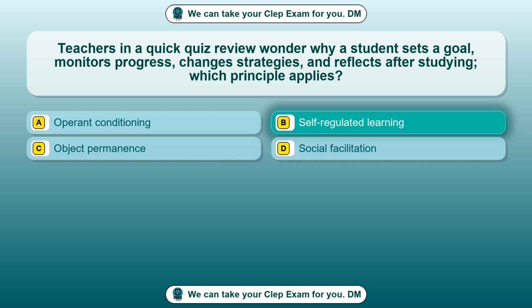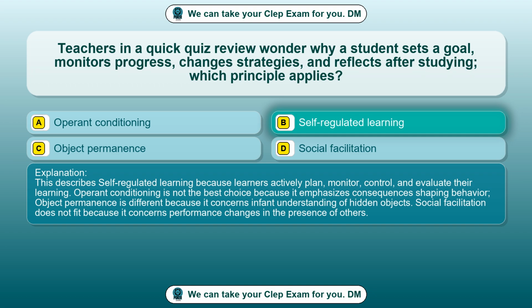Self-regulated learning. This describes self-regulated learning because learners actively plan, monitor, control, and evaluate their learning. Operant conditioning is not the best choice because it emphasizes consequences shaping behavior. Object permanence is different because it concerns infant understanding of hidden objects. Social facilitation does not fit because it concerns performance changes in the presence of others.